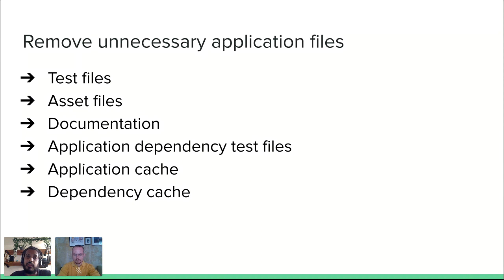If your application has a cache, you should get rid of that. And usually your dependency manager will also have a cache when you install your dependencies, so you can also get rid of that. This can easily save around 50 MB of space.